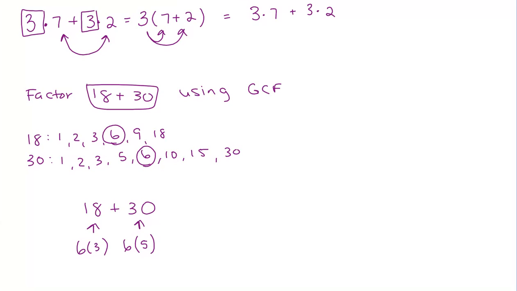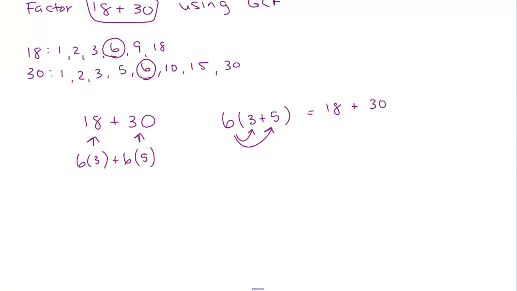Now we're going to write them using our distributive property. So 6 goes on the outside of our brackets, and on the inside we have 3 plus 5. Now, if you wanted to check your work, you can always do it backwards and use distributive property to check. We know 6 times 3 is 18, plus 6 times 5 is 30. Okay, so this is something that will come easier as you practice more.